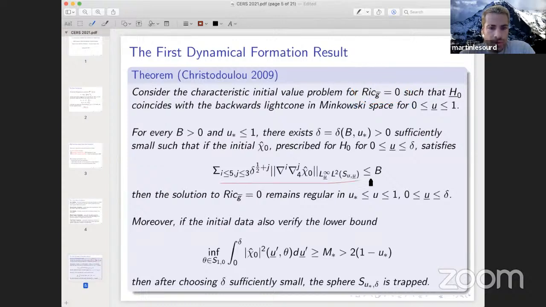We have short pulse data, which looks like this. So this is the traceless part of the null second fundamental form on the outgoing null cone. And this is saying this is a small parameter. This part is the existence part, right? The existence theorem. And this tells you that if your data looks like this, then you get a solution to the Einstein vacuum equations, at least in this region.